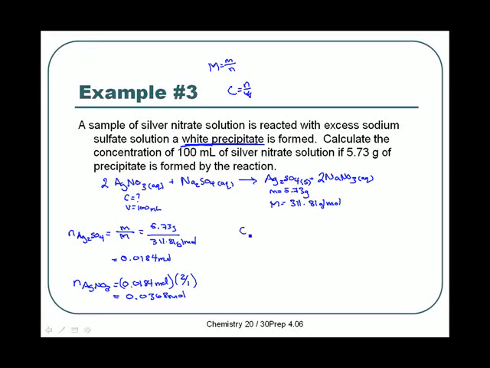And now we can find our concentration of AgNO3, the thing we're being asked for. Concentration is n over V. 0.0368 moles divided by our volume of 0.1 liters. And we end up with 0.368. And we have 3 sig digs, so we'll go with 0.368 moles per liter.